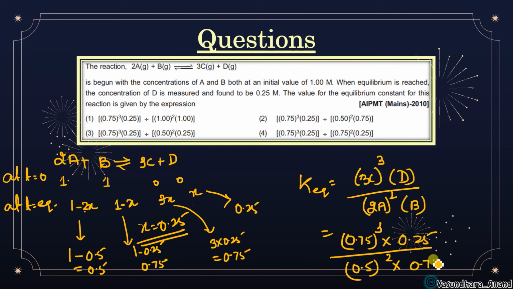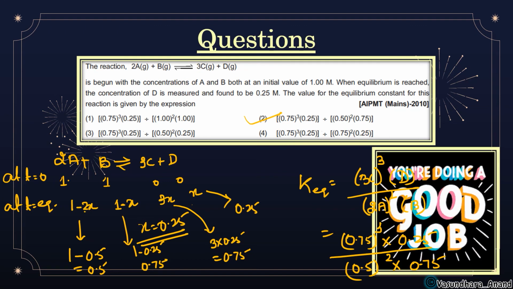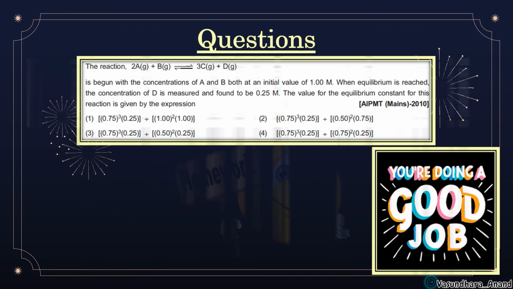So no need to solve because our question is given in the same way. So just check 0.75 power cube and 0.25 divided by 0.5 square into 0.75. So this one is the answer. Yes, got it? So this is the answer. You can easily mark it. Yes, good. You are doing a good job. Chaliye. So I hope you got the question. You got it easily. Yes.